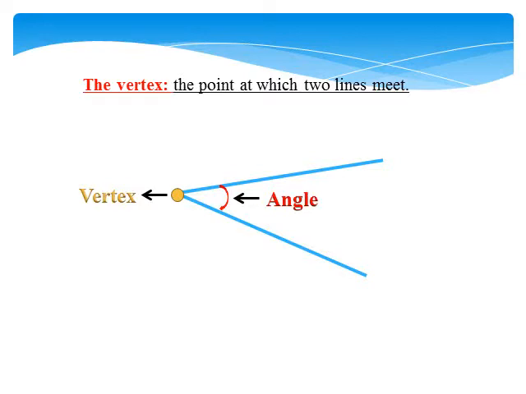So what is the vertex? The vertex is the point the two lines meet at. So this point I call it vertex.